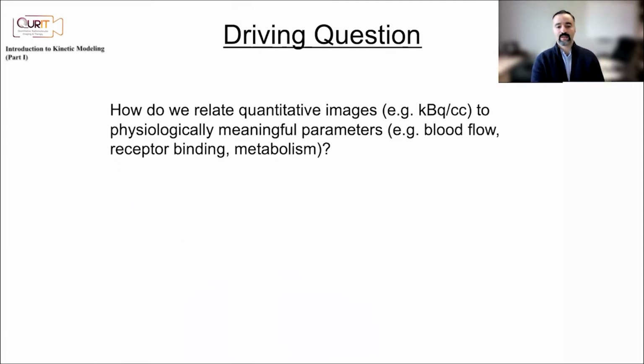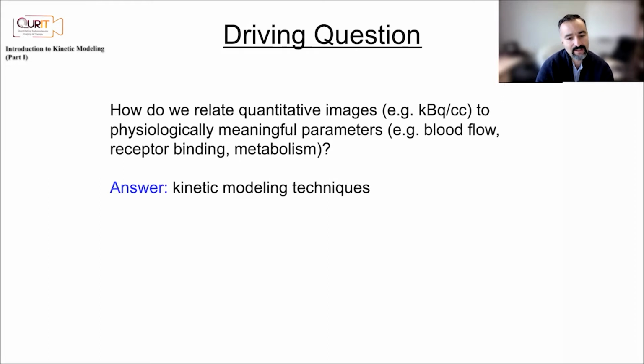Okay, so the driving question is, how do we relate quantitative images? Let's say you have a set of dynamic PET images in units of, let's say, kilobecquerels per cc or becquerels per cc. How do we relate these actual images to physiologically meaningful parameters like blood flow or receptor binding or metabolism, rate of metabolism? And one common answer has been to use kinetic modeling techniques, commonly coupled with dynamic imaging.